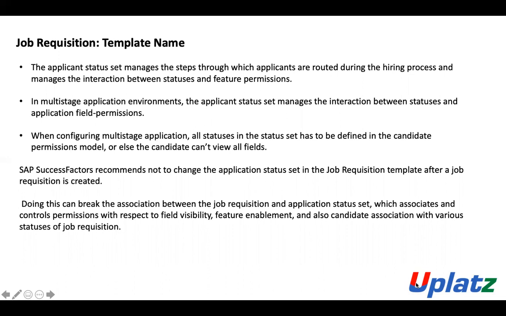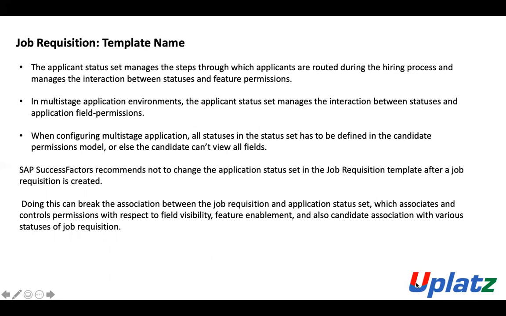As a best practice, we always recommend configuring the application status set and not changing it in the job requisition template after a requisition has been created. We are working in the XML template, and we want to make sure these are the application status sets that have been defined, and this is the flow or route the application status follows once the application has been submitted, before the job requisition is created, in order to avoid a conflict.